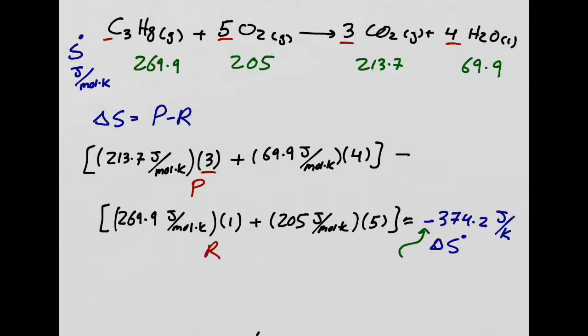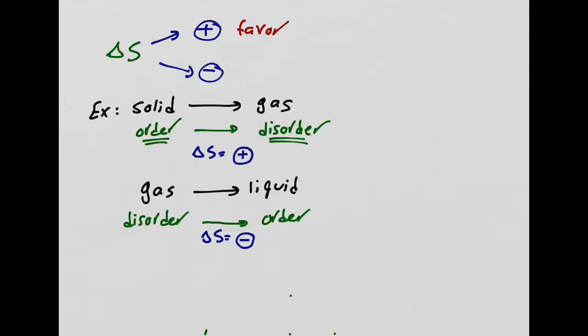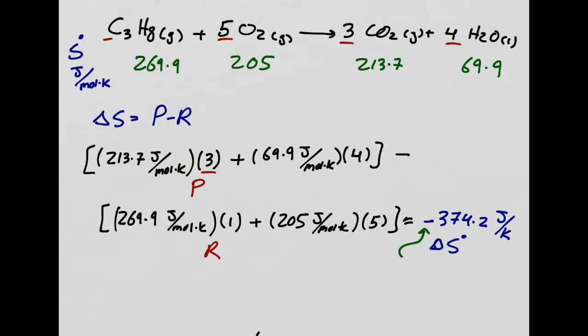Because positive means disorder. We talked about it right here. Positive means disorder, and that is favored. Now over here is negative. Negative means more ordered. Now does that make sense that this is negative? If you hadn't done this calculation, could you guess that the delta S is going to be negative? You could have.